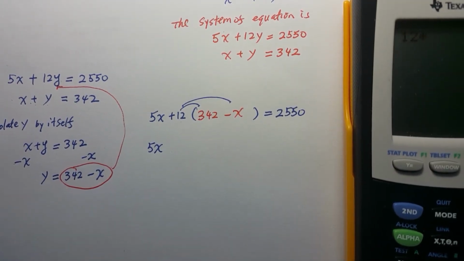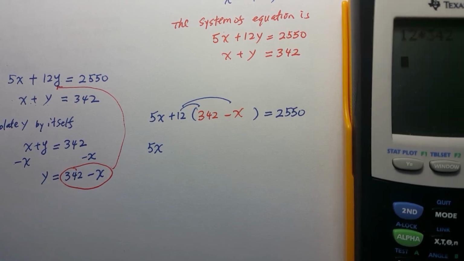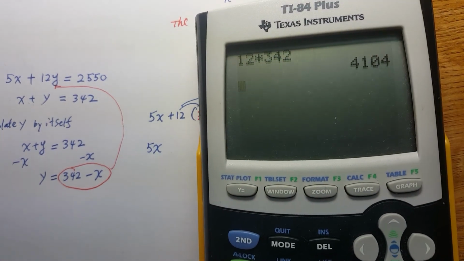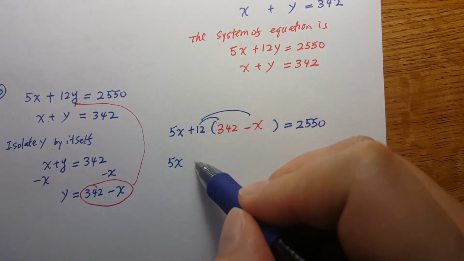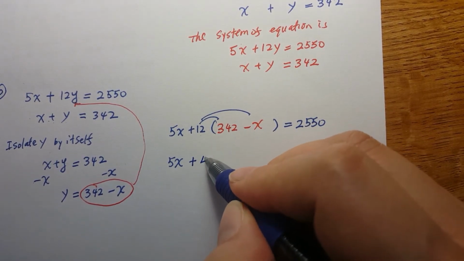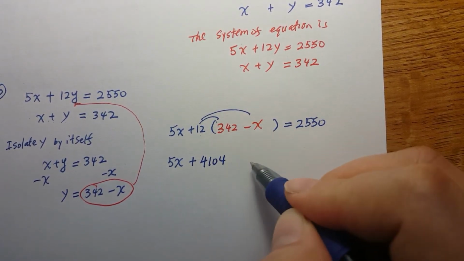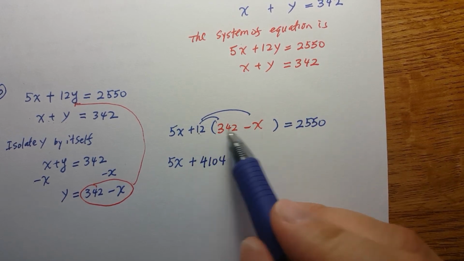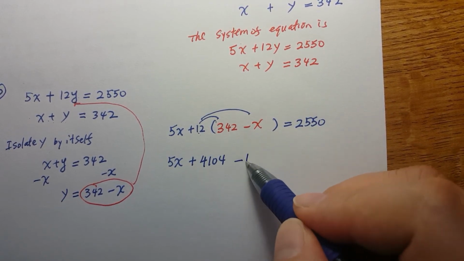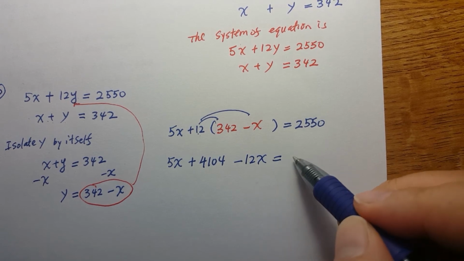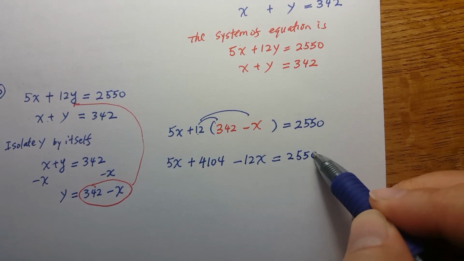12 times 342, so we got 4,104. So plus, and then 12 times X. So my 12X equal to 2,550.